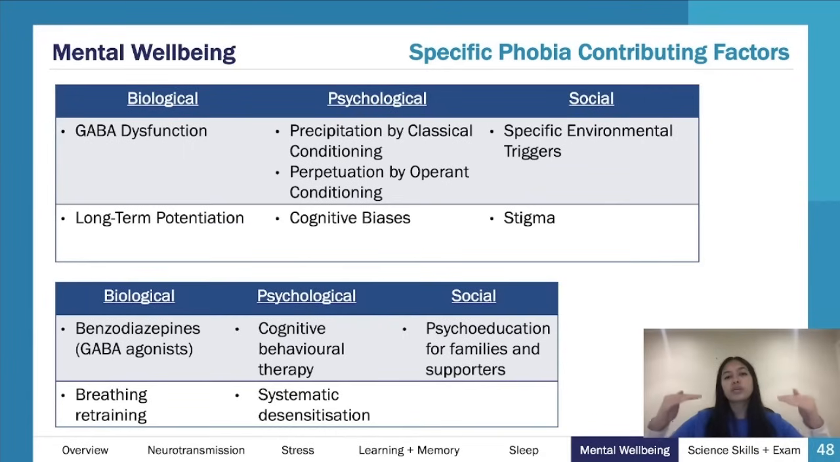So you work through this hierarchy, and each step along the way, you're pairing it with this breathing retraining. So the mildest one may be like seeing a picture of a dog or seeing a drawing of a dog. I'm going to pair this with my breathing retraining, my other relaxation technique, and try to feel really calm until I feel confident that this doesn't incite this fear response. And then I'm going to move on.